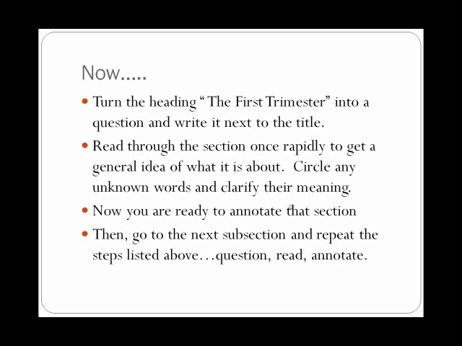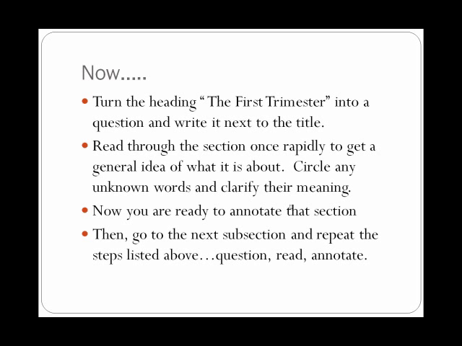Read through the section once rapidly to get a general idea of what it is about. Circle any unknown words and clarify their meaning before continuing. Now you are ready to annotate that section. Then go to the next subsection and repeat the steps listed above. Create a question, read the section, clarify unknown words, annotate the section.